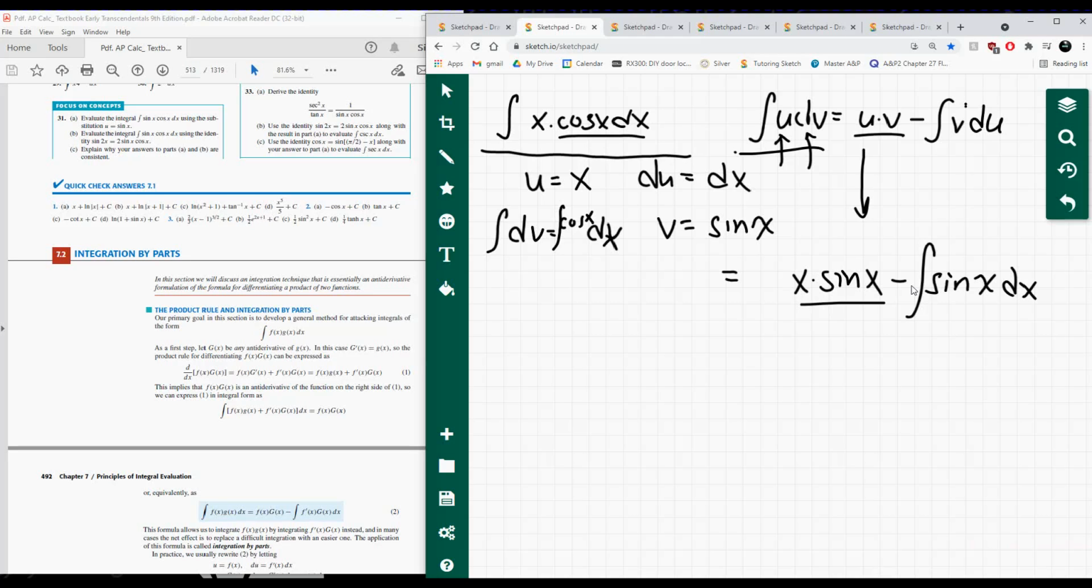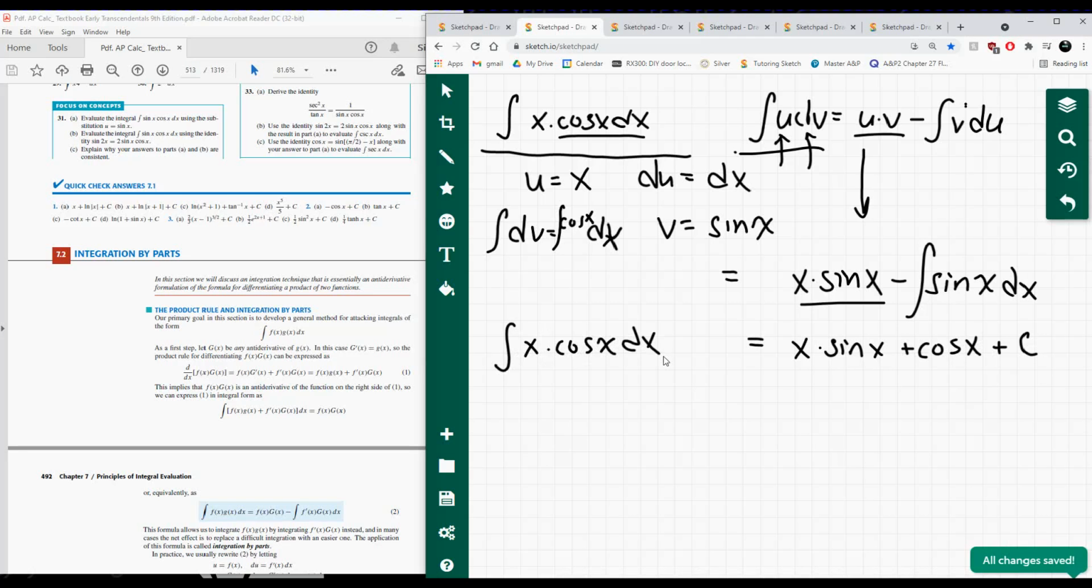And so, what is the integral of negative sine? That's going to be positive cosine. So as a result, this should be x sine of x plus cosine of x plus c, which is equal to the integral of x cosine of x dx.